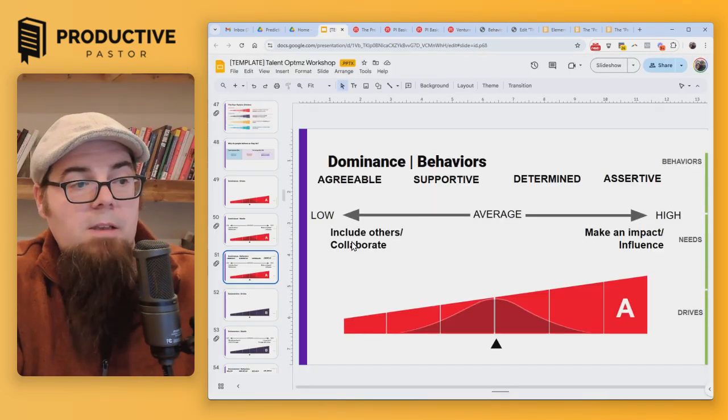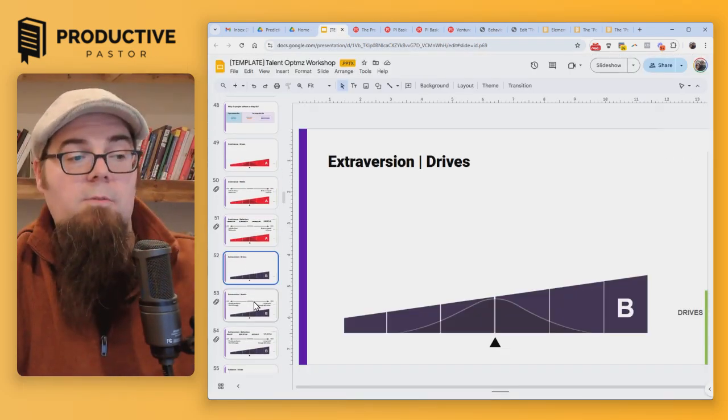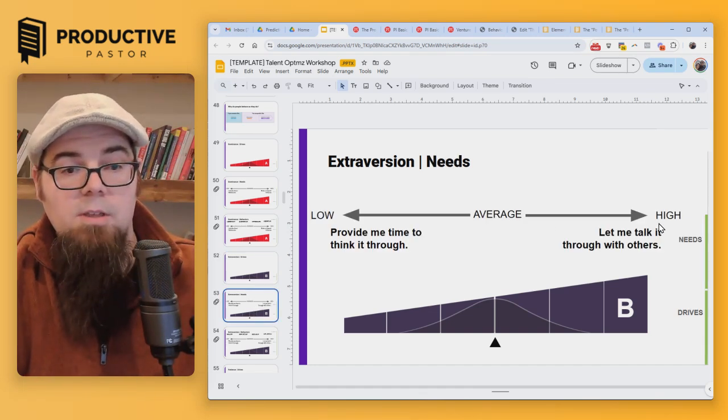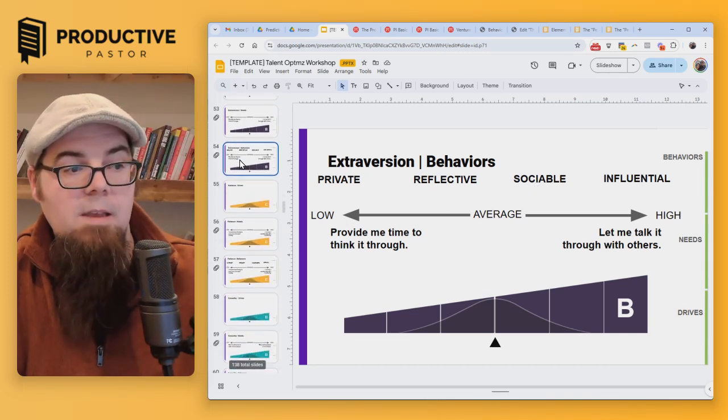We'll go back here. So that's the A drive. The B drive is extraversion, or the need for social interaction. So the needs here are "let me talk it out," or the needs are "provide me time to think it through." And then some of the behaviors you might get: sociable, influential, reflective, private.